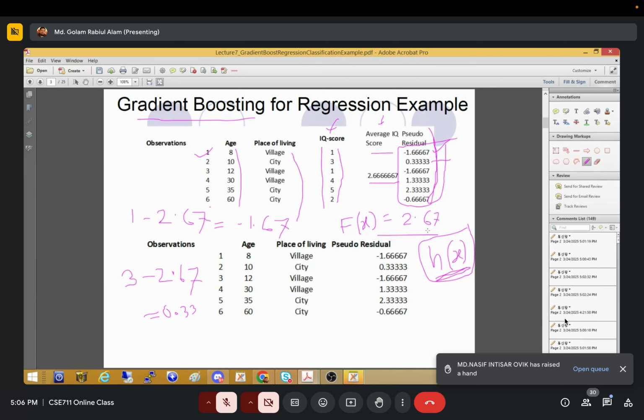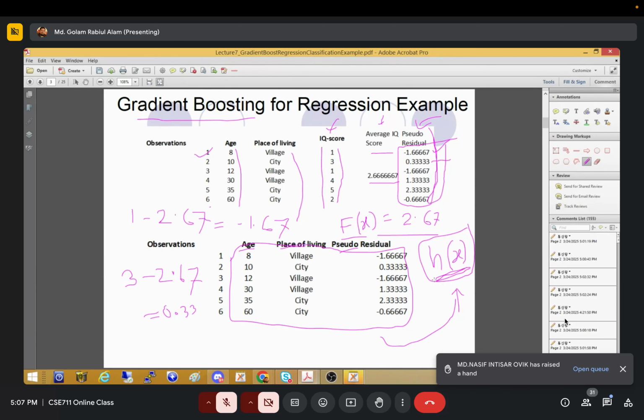And again, as we have discussed in the game, we have to keep the f of x fixed. Then this one will be the additive model. So this additive model we will build based on the errors. So these are the errors, these are our pseudo residual values. We need to consider this as our data set, and from this data set we will find out h of x.